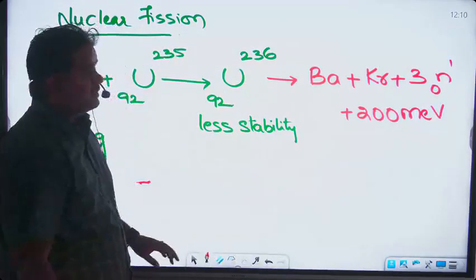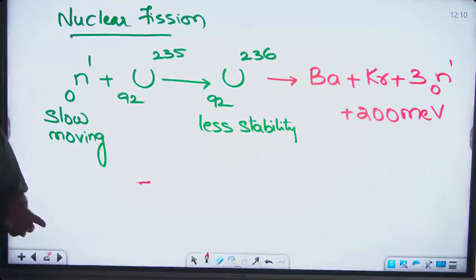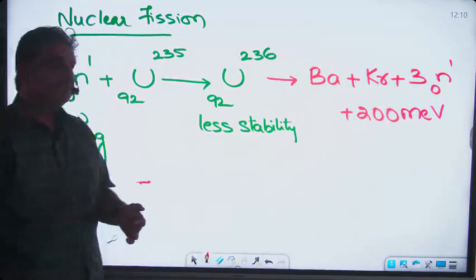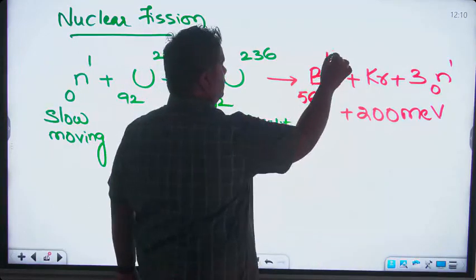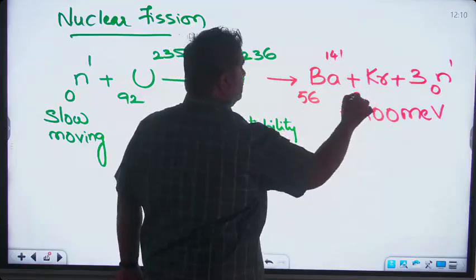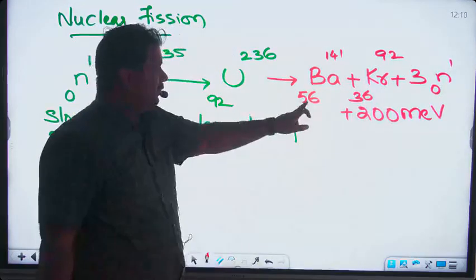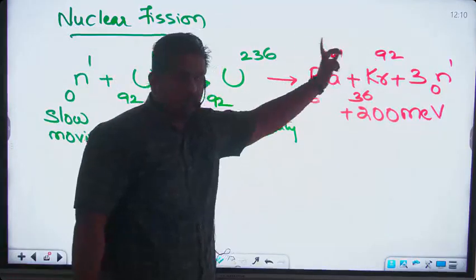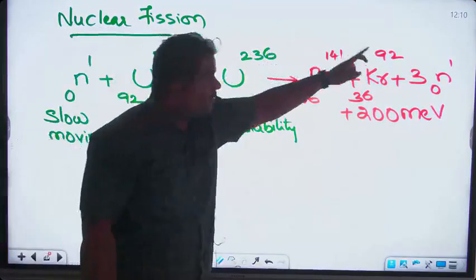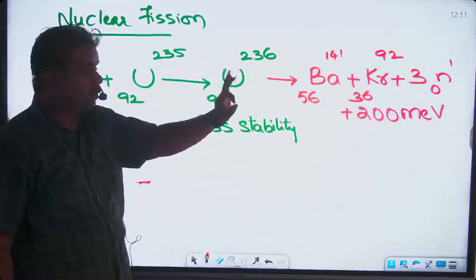Now here in this case a question arises: why should only 3 neutrons be released? It could be 2, or it could be 4. The reason for that: barium 56 141, krypton 36 92. So 56 plus 36, 92. 141 plus 92, 233. 233 plus 3, 236. That is the reason why 3 neutrons are released.